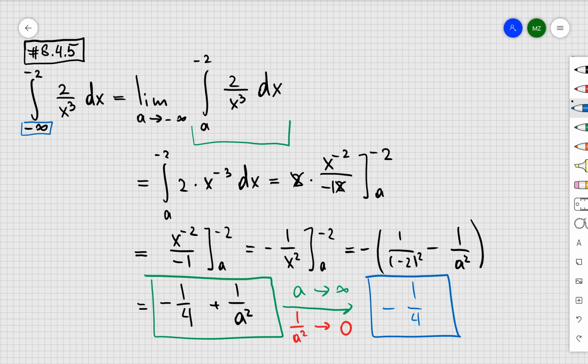So the general idea: if you see a proper integral and you write it as 1 over x to some power, and that power is strictly less than 1, then you can for sure say that the integral is going to diverge.